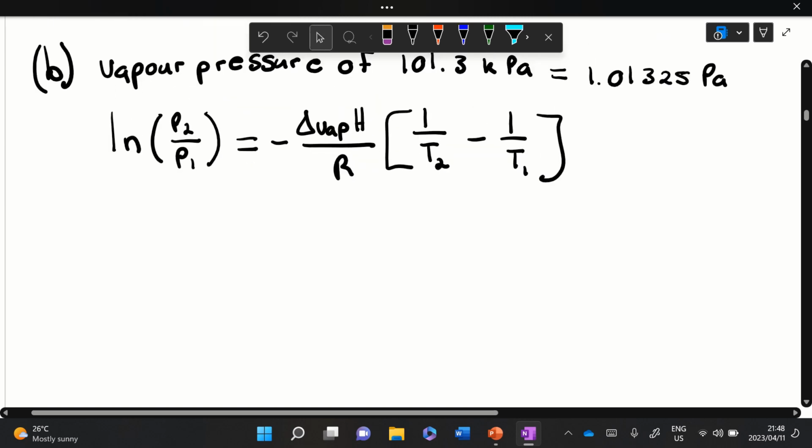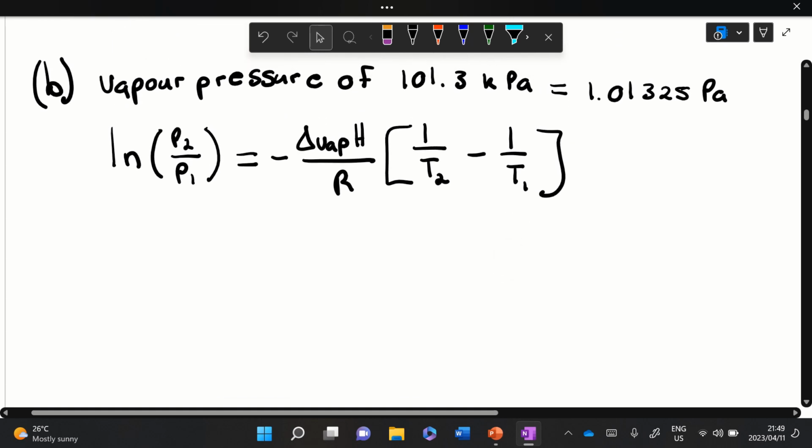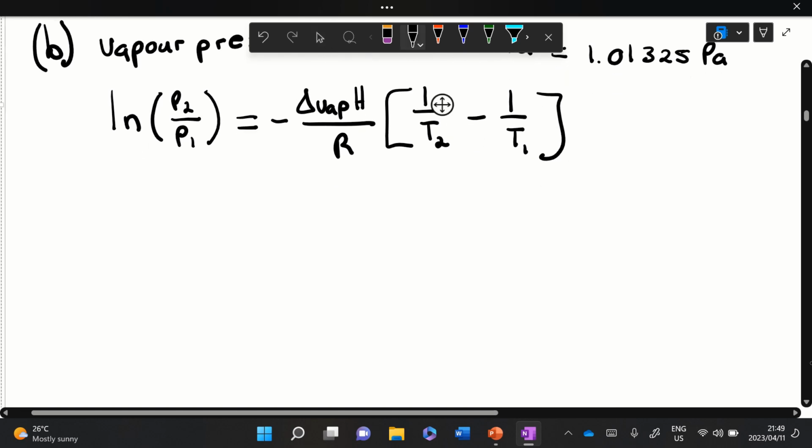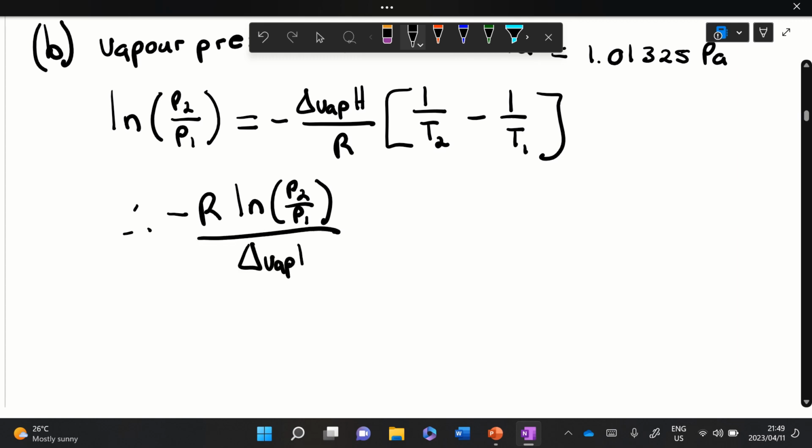Okay, let's say we want to calculate T1. Okay, that's what we want to do. So in other words, then we take this over, so minus R ln of P2 over P1 over the vaporization enthalpy will be equal to 1 over T2 minus 1 over T1.